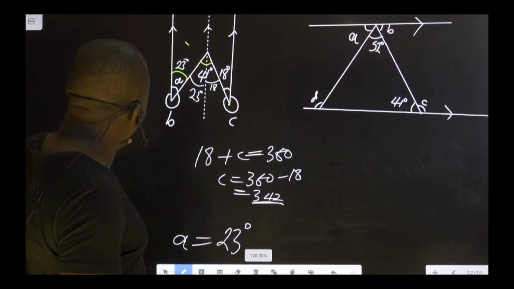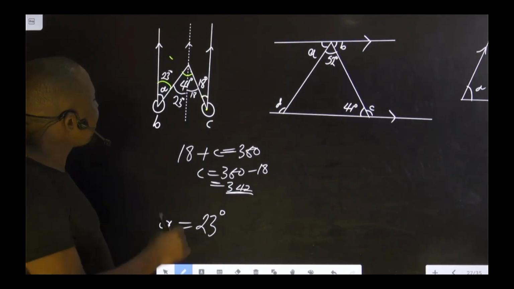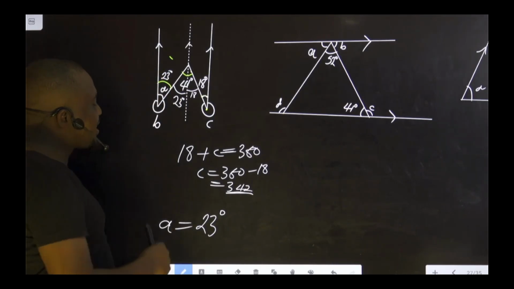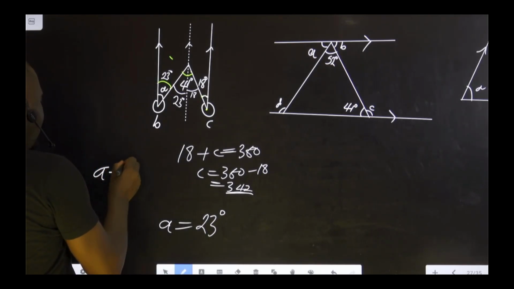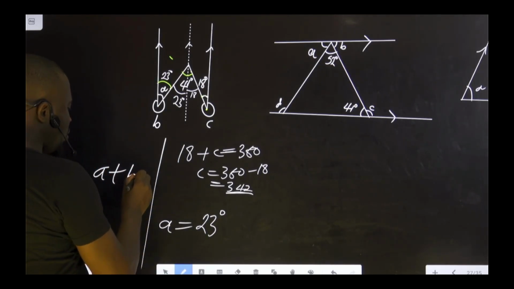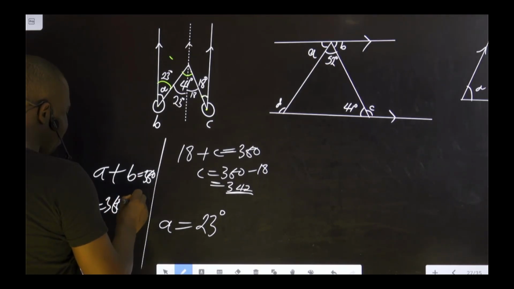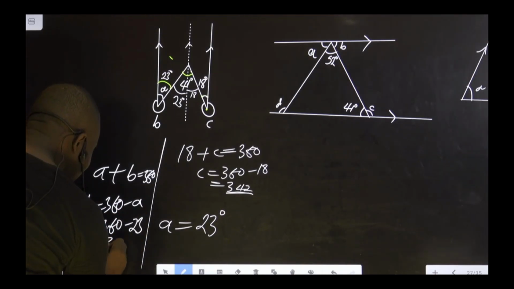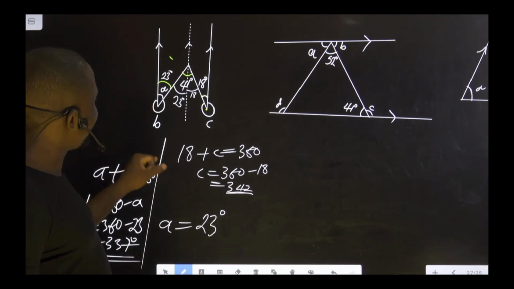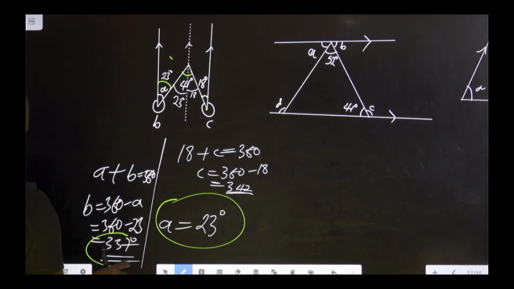So what is remaining now? Is B. To get B, I go at a point. Is 360 degrees. A plus B is 360 degrees. So therefore, A plus B is equal to 360 degrees. B therefore is equal to 360 minus A, which is equal to 360 minus 23. That is 337 degrees. That is all. A, B, and C.